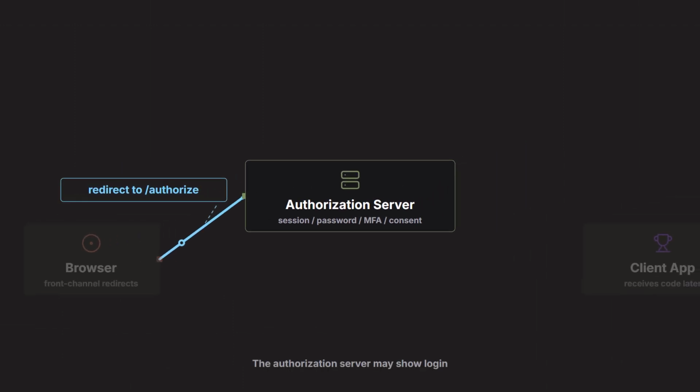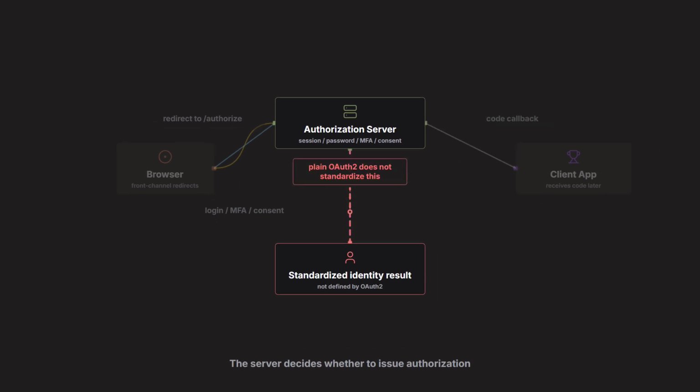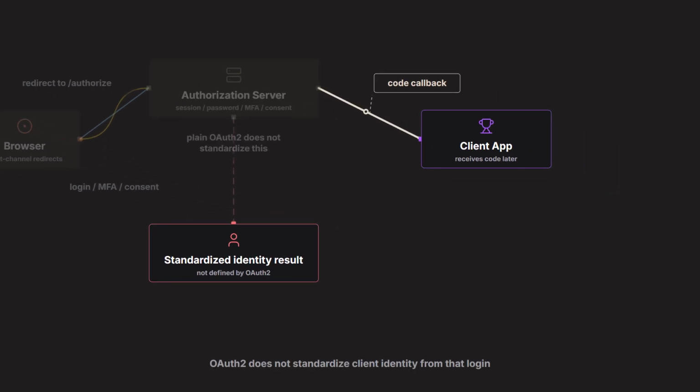The authorization server may show a login page. That is why the flow feels like authentication. The user may have to enter a password, pass MFA, or use an existing session. But that authentication is happening between the user and the authorization server. It allows the authorization server to decide whether it can ask for consent and issue authorization. OAuth2 does not standardize what identity information your app receives from that login step.